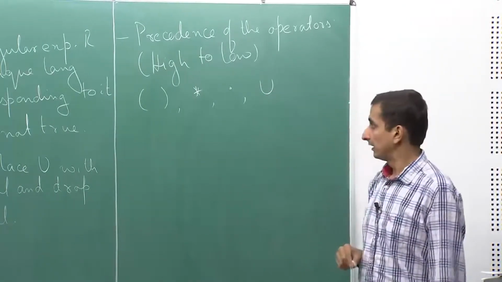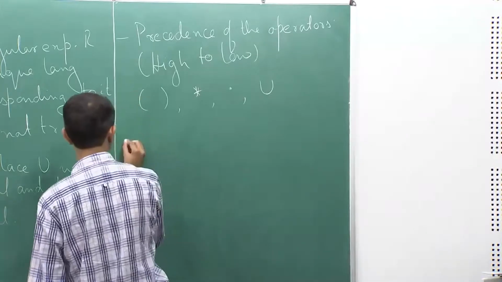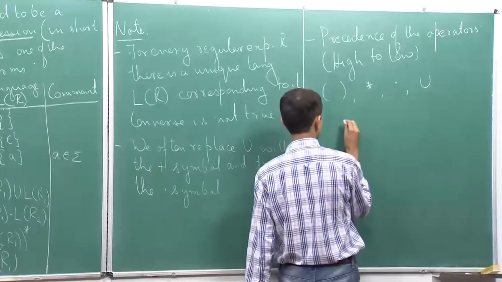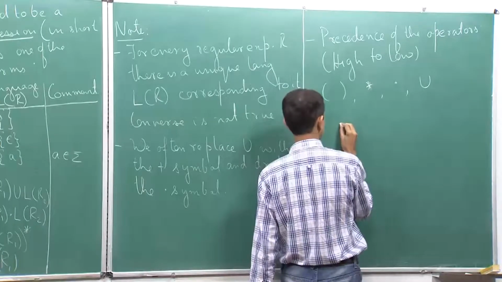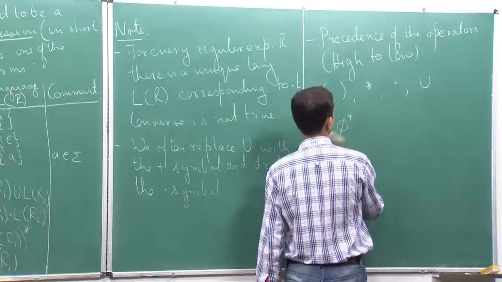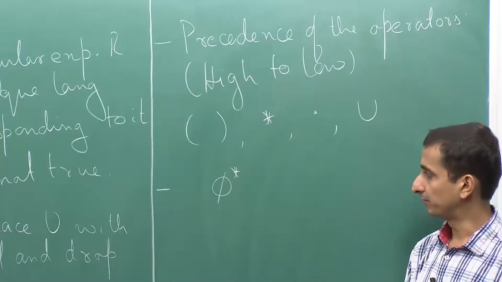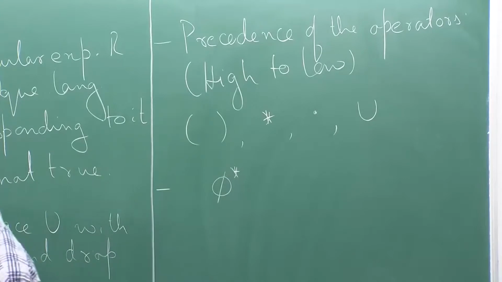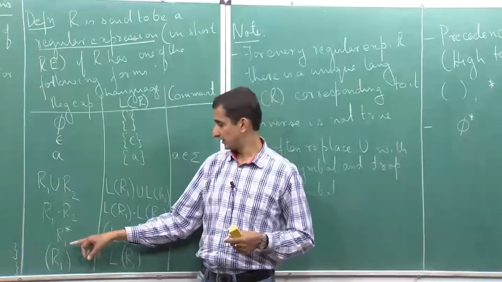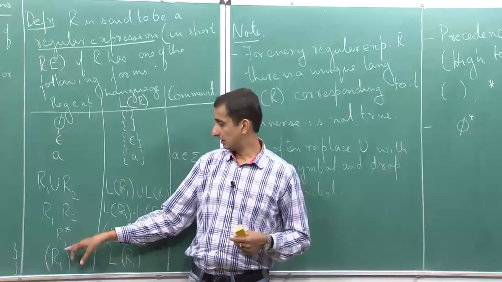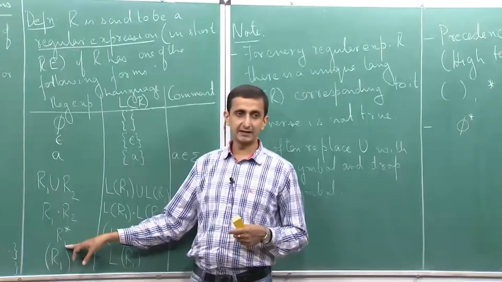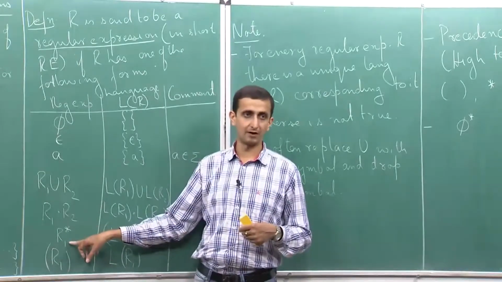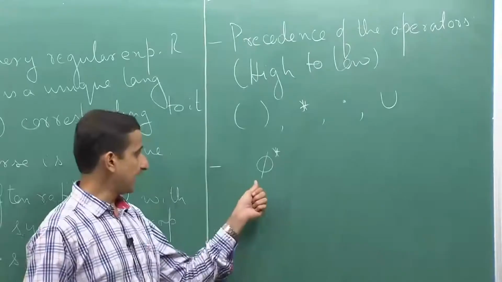Okay. And the last point that I want to make here is what is the language corresponding to the regular expression phi star. Okay, so this is a very important point. So, what is phi star? So, if you look at the definition, when we have star of a regular expression, this basically is all strings that I can form by taking 0 or more strings from the language L of R1. In this case, L of phi is phi.